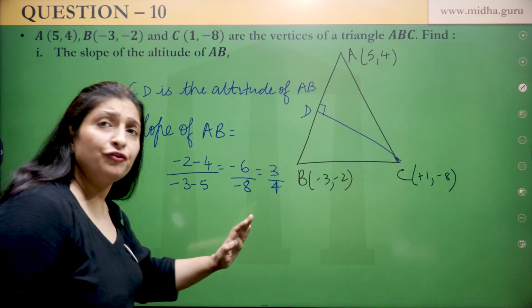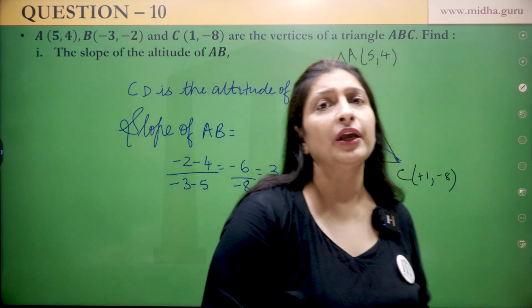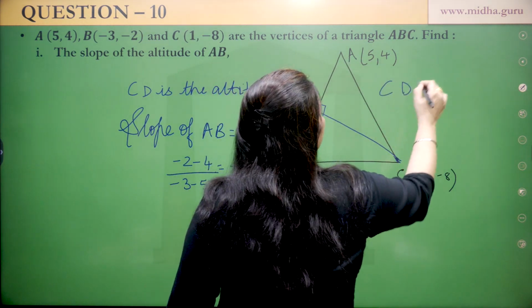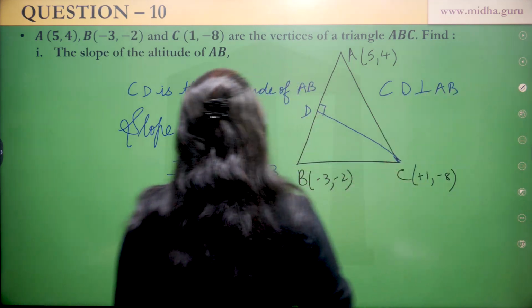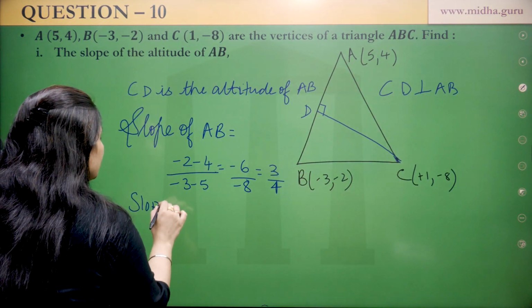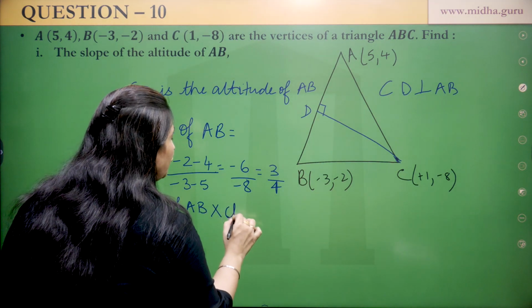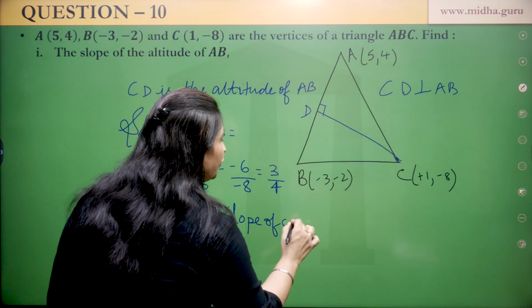Now, we have to find the slope of the altitude of AB. Now, what is the relationship? We know CD and AB are perpendicular lines. So, what is the relationship between the slopes of these lines? We can write slope of AB into slope of CD. The product is what?